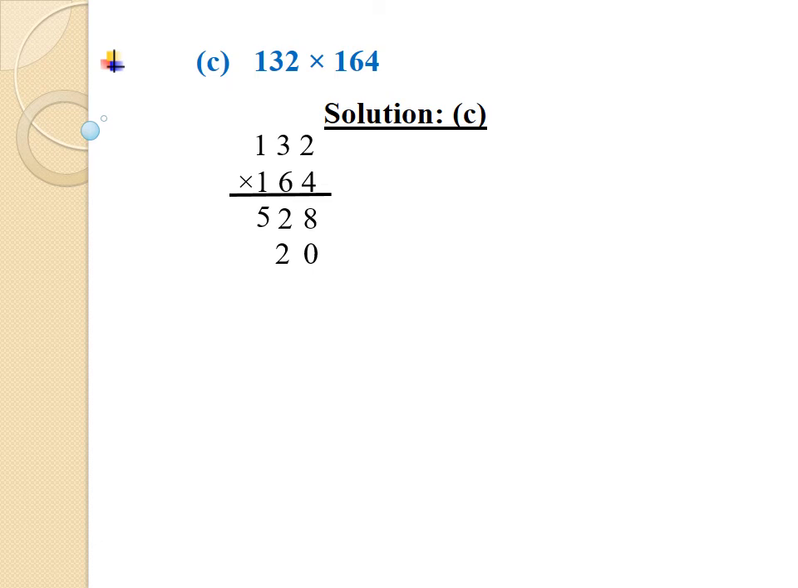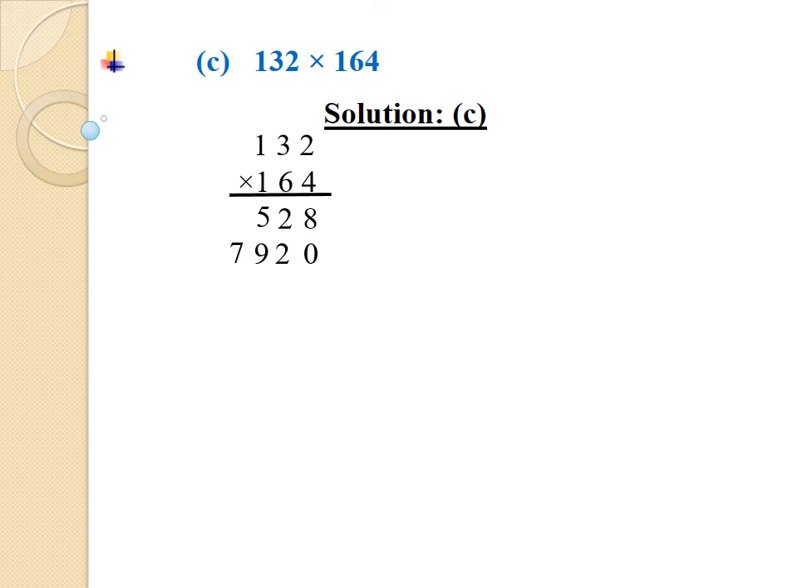As 19 is a 2-digit number, so writing 9 in hundreds place and carry over 1 to thousands place. Now, multiplying 1 by 6, we get 6, and adding 1, which we carry over, we get 7. Thus, writing 7 in thousands place.